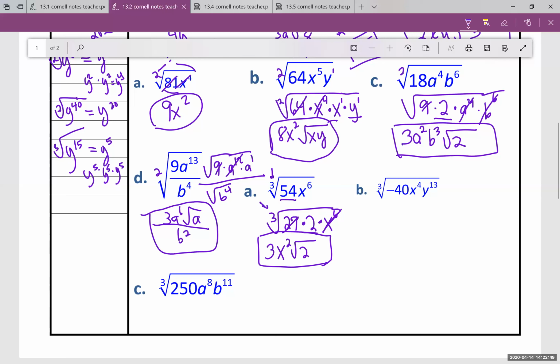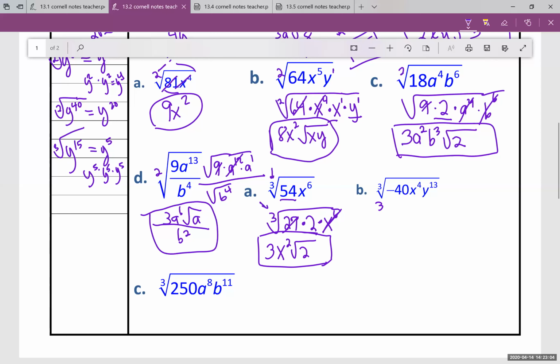Okay, cube root. Ooh, this time we have a negative 40 x to the 4th, y to the 13th. Well, don't be too afraid with this negative, because since it is a 3, it's going to be possible to take the cube root of a negative.